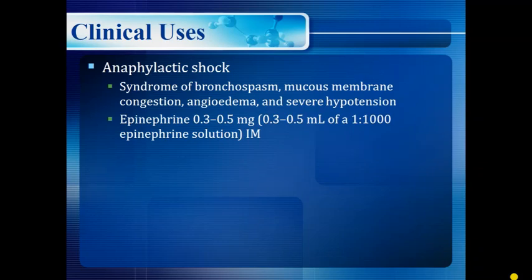Anaphylactic shock is a type 1 hypersensitivity reaction where the major mediator responsible for anaphylactic shock is histamine. There is large release of histamine because of the presence of allergen, which would initiate anaphylactic shock. Histamine would lead to a syndrome of bronchospasm, mucous membrane congestion, angioedema, severe hypotension, and the patient is having rash and all other symptoms.